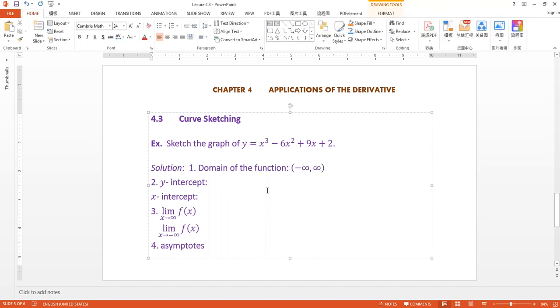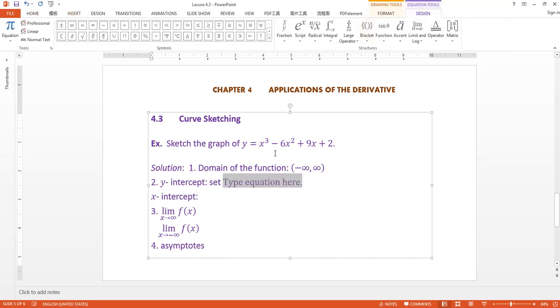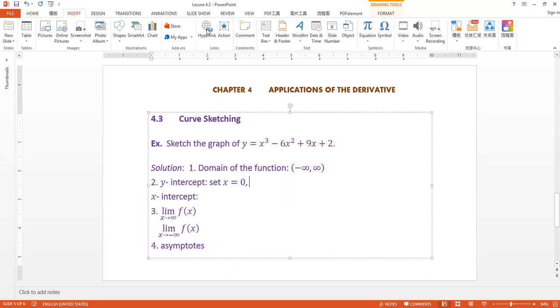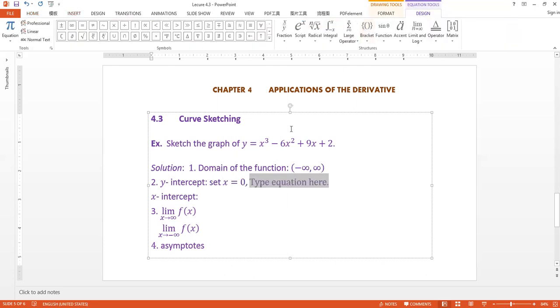In interval notation, that will be from negative infinity to positive infinity. So that's easy. And the second step is to find the y-intercept. All right. So what do we do? We just set x equal to 0 and find the value of the function.